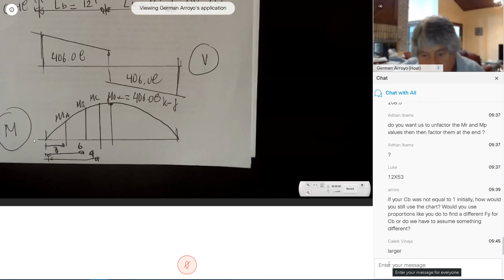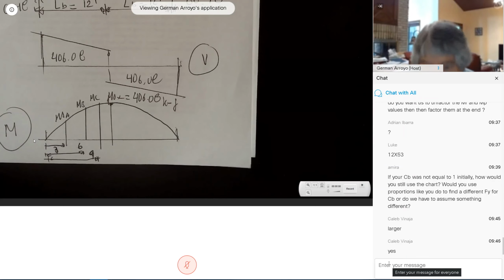In the old days, the code used to tell us, assume C sub B equal to 1. Is that being conservative or not, if I assume C sub B equal to 1? Anybody? Yes, conservative. So it's going to assume that this one is uniform. So we cannot do that anymore. We have to compute M sub A, M sub B, M sub C.